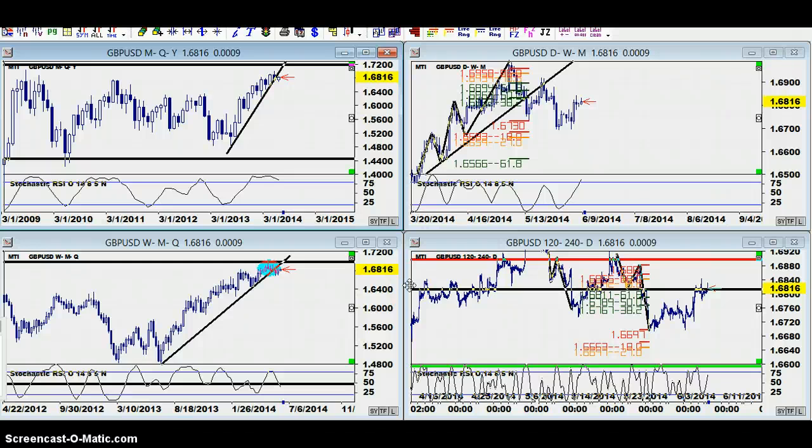Hey guys, welcome back. We are looking at your GBPUSD today. We've analyzed this pair previously in a previous video, and it's the exact same trade.